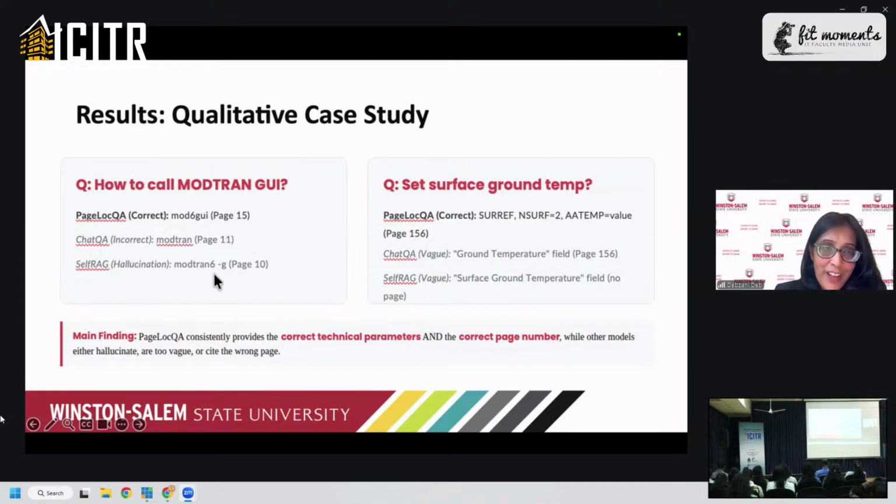And as you can see, PageLog QA answered correctly along with the page number, whereas Chat QA kind of hallucinates. Self-Rec QA also gave some hallucinating answer. This is incorrect, this is a hallucinating answer. And over here for another question, the other two models gave some vague answer, whereas PageLog QA was correctly able to generate the correct answer along with the page level attribution as well.